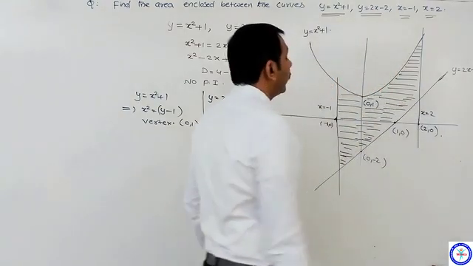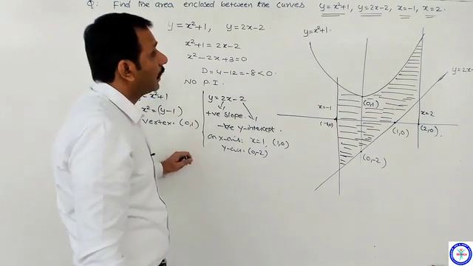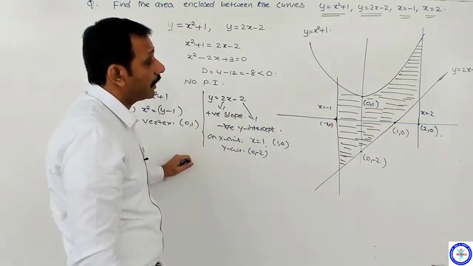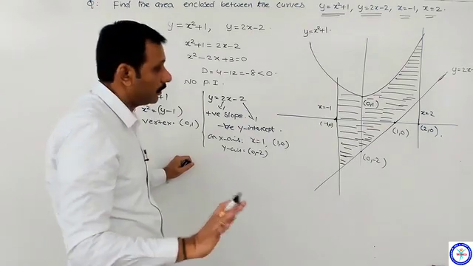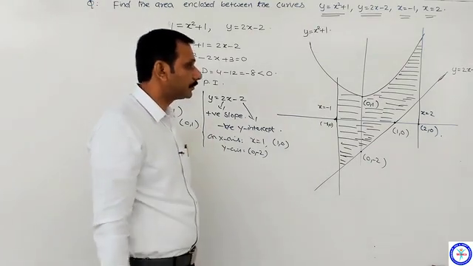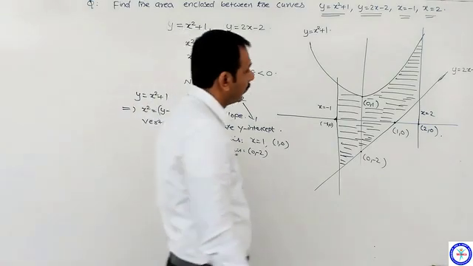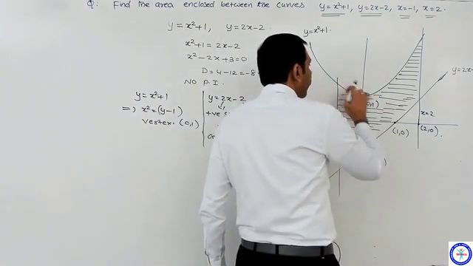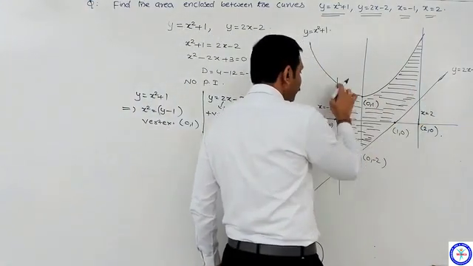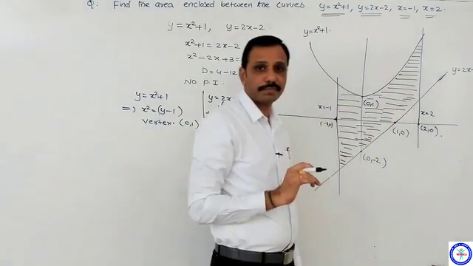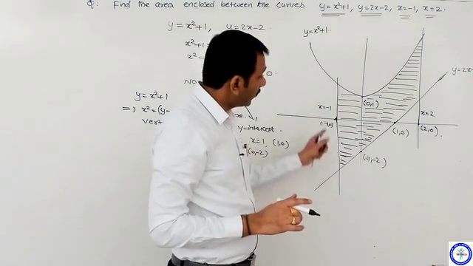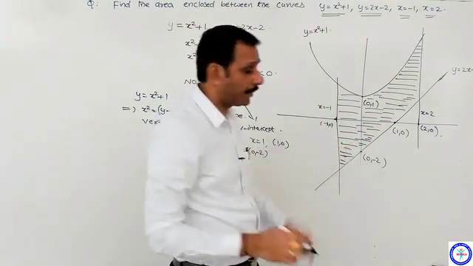This is the area bounded by y equal to x square plus 1, y equal to 2x minus 2, x equal to minus 1 and x equal to 2. Right. See here, this is the area between these two curves and between the lines x equal to minus 1 and x equal to 2. Yes, we have seen this concept also.